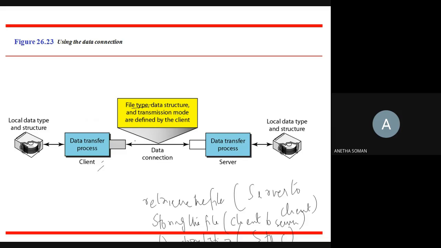So you have to specify the file type across the data connection, right? Now you have a data structure like a file structure, record structure, or a page structure, and you have got some transmission modes. I am not going into detail with the transmission modes. You just understand you have got three types of transmission modes here. One is called the stream mode, the other is called the block mode, and another is called the compressed mode. Two modes, sorry, block or compressed mode. The other one is the stream mode.